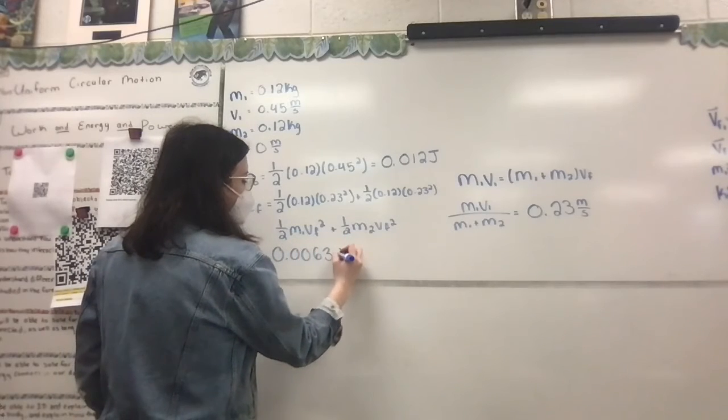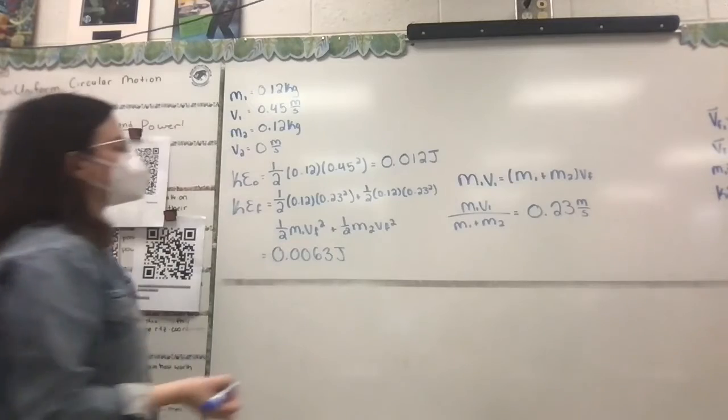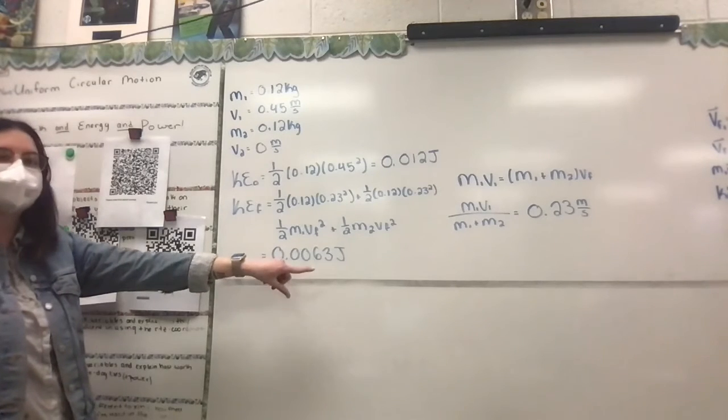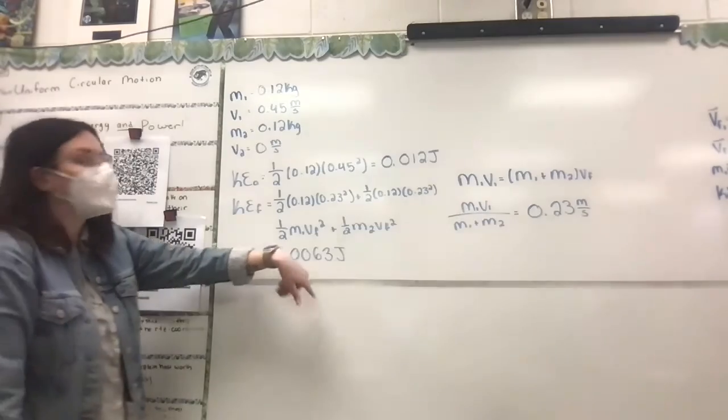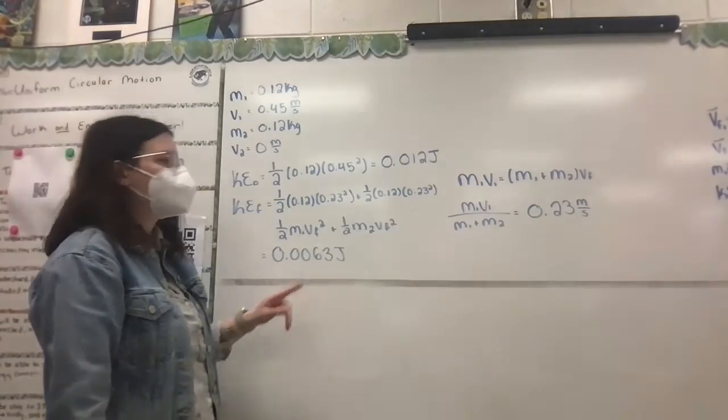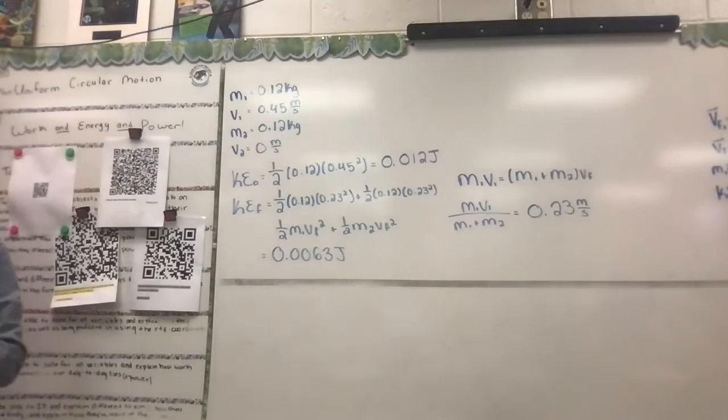0.0063. Something really important, you guys, is that since this is a completely inelastic collision, what happens to kinetic energy? It's not conserved, so it transforms into other things. So you should always end with less kinetic energy than you started with. Your final kinetic energy in a completely inelastic collision should always be less than it was when you started.